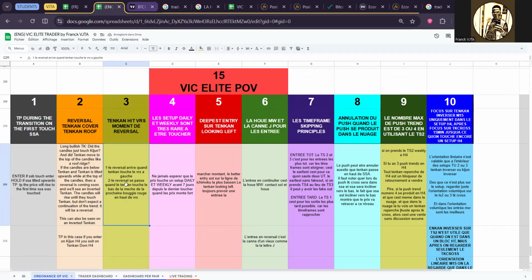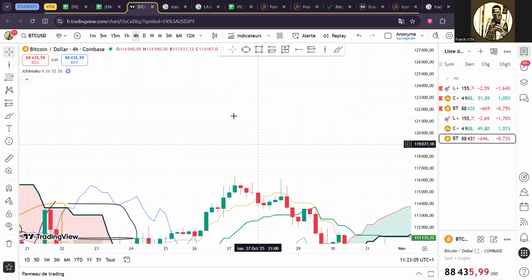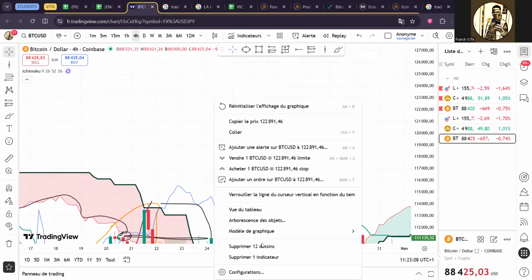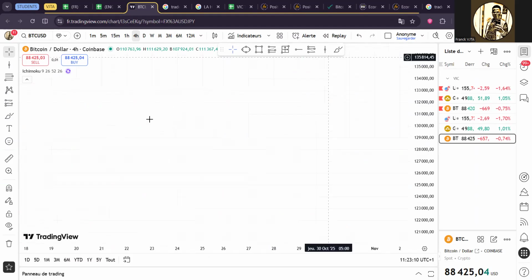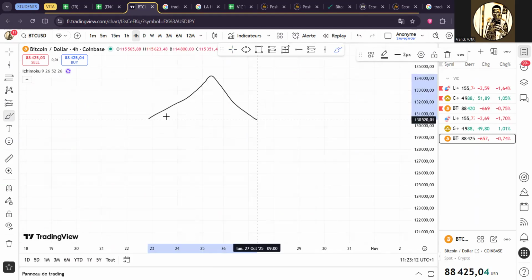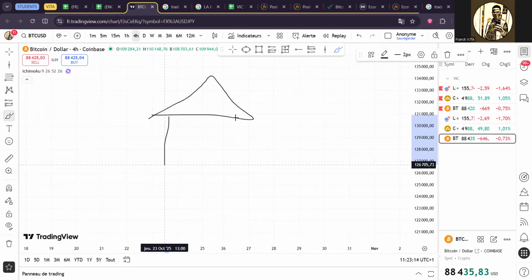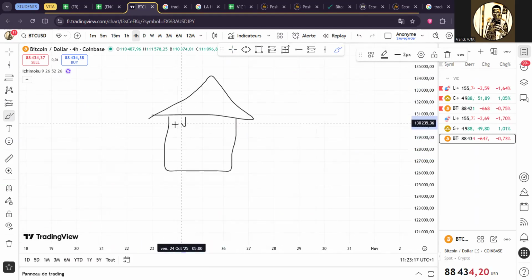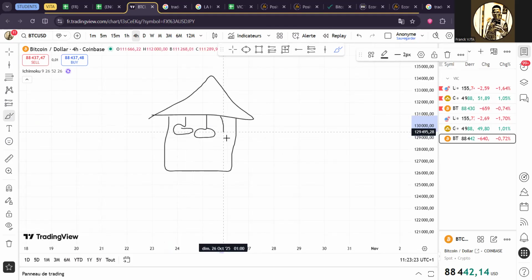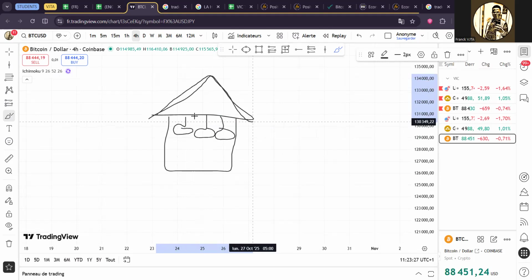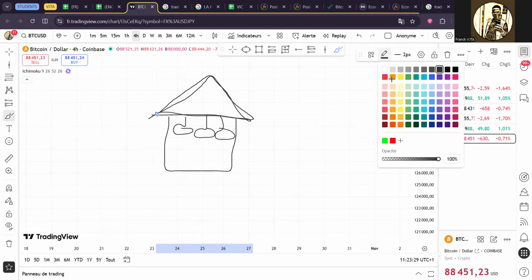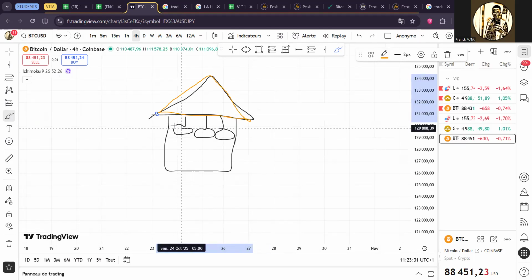So basically, if you take a house like this with the roof this way and you have light bulbs inside, you have the light bulb inside the house. So this roof is Tenkan and the light bulbs are candles.